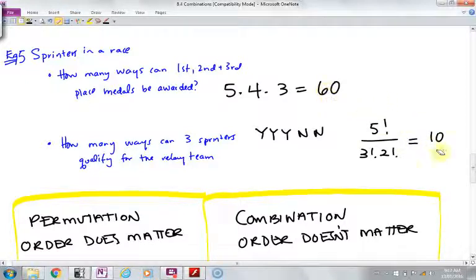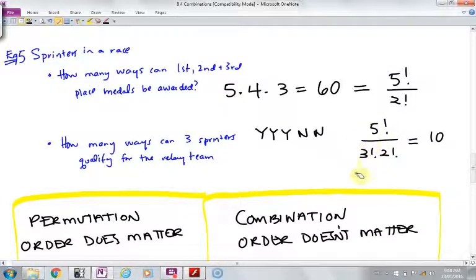Now the first number, okay? How do we write this in factorial notation? How do we write this one in factorial notation? 5 factorial over 2 factorial. Okay? So notice the difference. Here, order matters. Here, order doesn't matter. Here, I'm taking the number I have and dividing by the number I'm not going to choose. Here, I'm taking the number I have, dividing by the number I am going to choose and the number I'm not going to choose. And that's the difference.